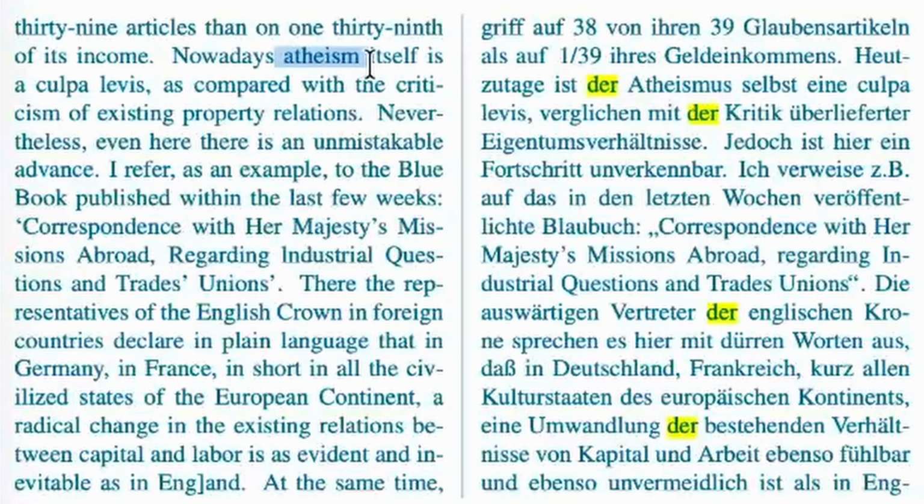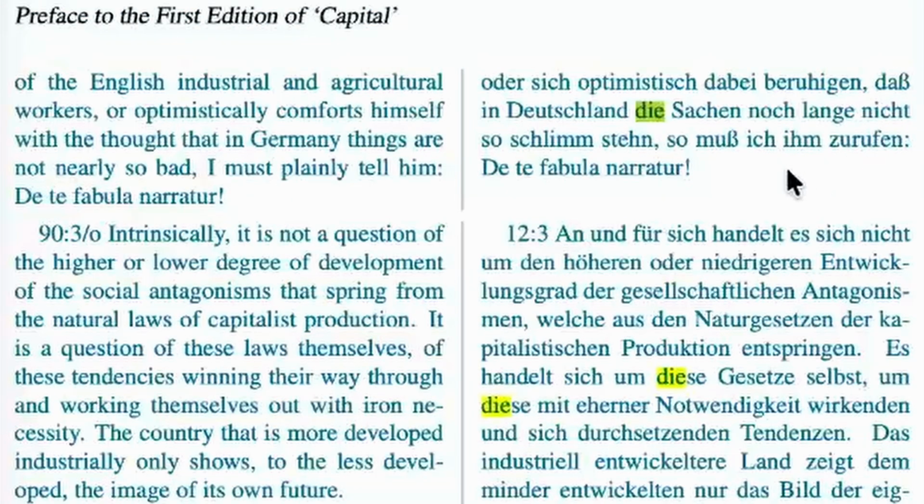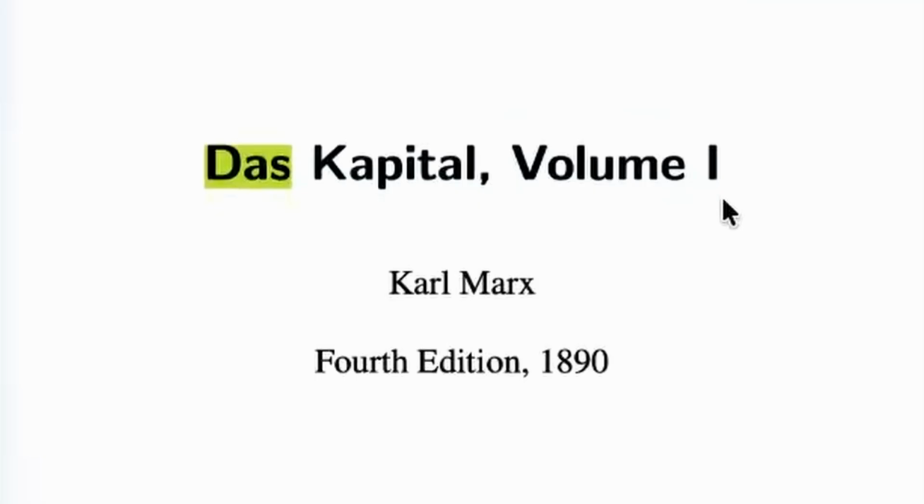Nowadays, atheism, something, something. Next is our feminine noun, and I found this one here. Die Sache. It probably means the situation. Here, right here. The thought. And for our neuter noun, we have our very title, das Kapital. Das, neuter, and Kapital, a noun, and you can tell it's a noun because its first letter is capital.